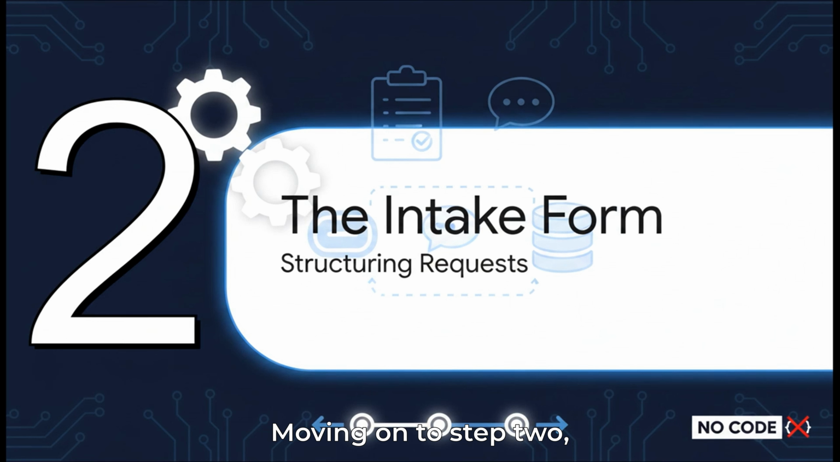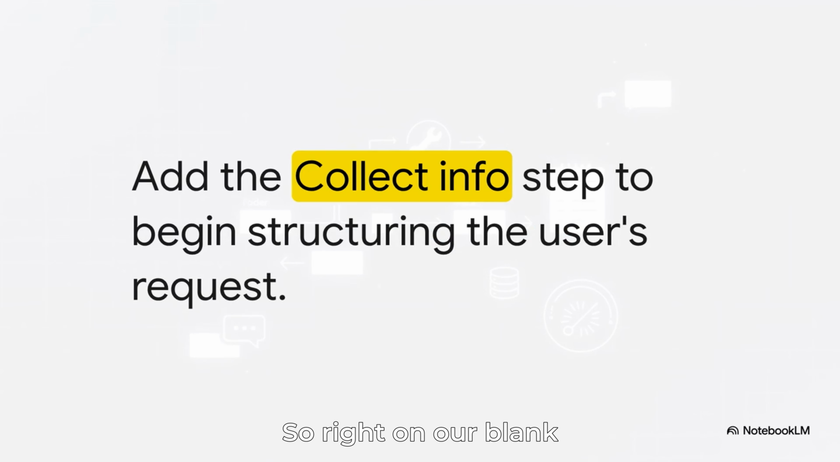Moving on to step 2, building the intake form. So, right on our blank canvas, we just add a step and choose Collect Info in a Form. Honestly, this is the secret weapon for eliminating those frustrating back and forth questions. By using a form, we're basically forcing the requester to pause and actually give us the context we need before anyone on the support team even gets a notification.